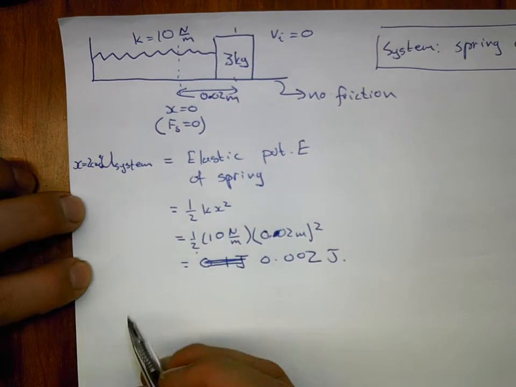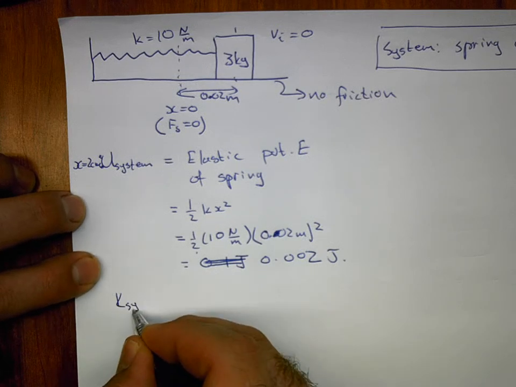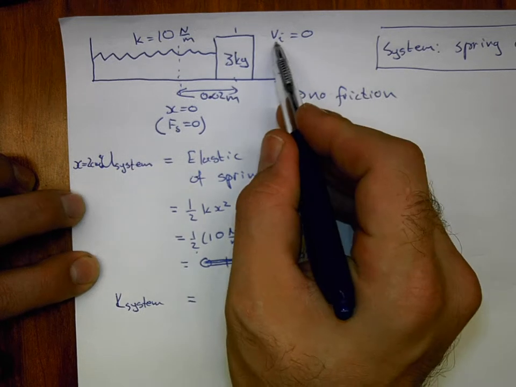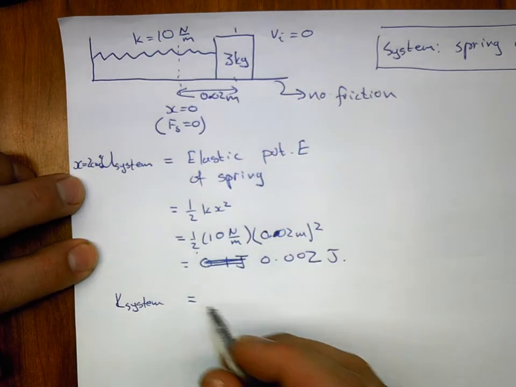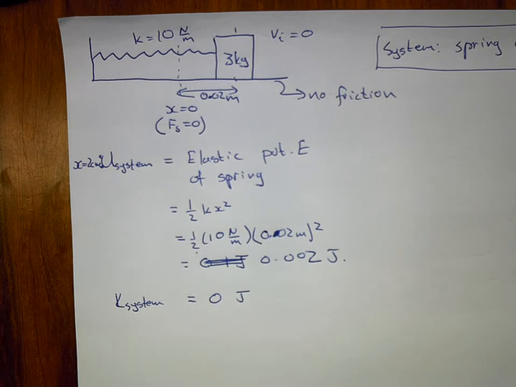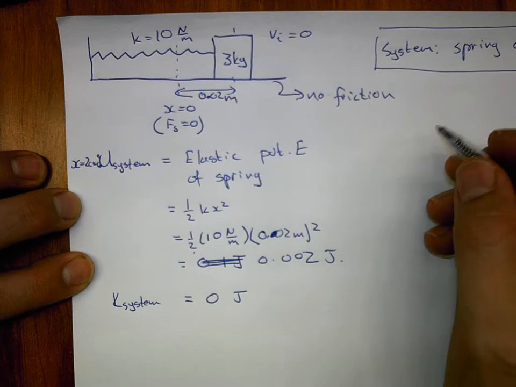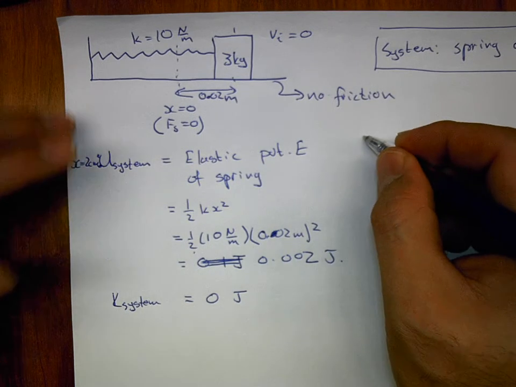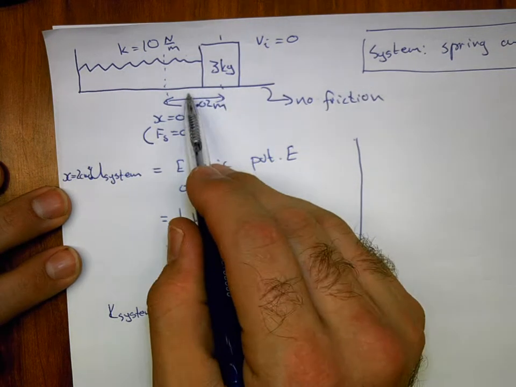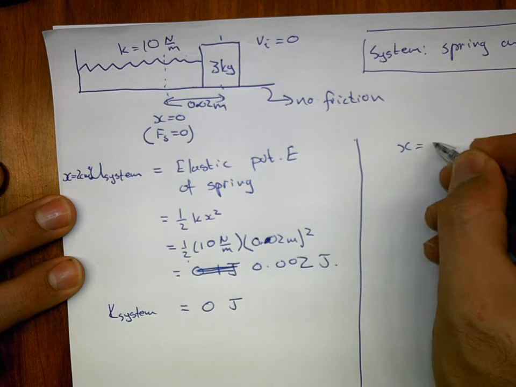Right, let's have a look at the kinetic energy of the system at this point. Because we've got an initial velocity of 0, we've got no kinetic energy. So that's 0 joules. Let's look at the elastic potential energy when this block has now moved to 1 centimeter from equilibrium. So x is equal to 1 centimeter.